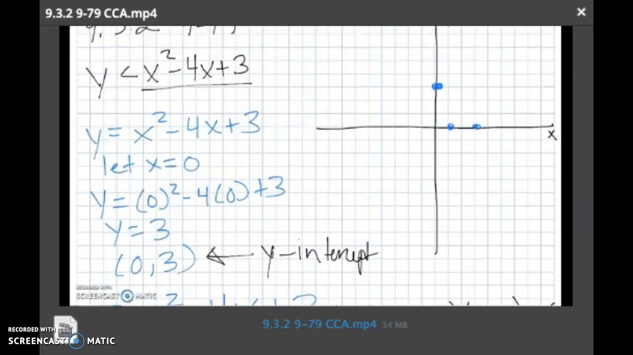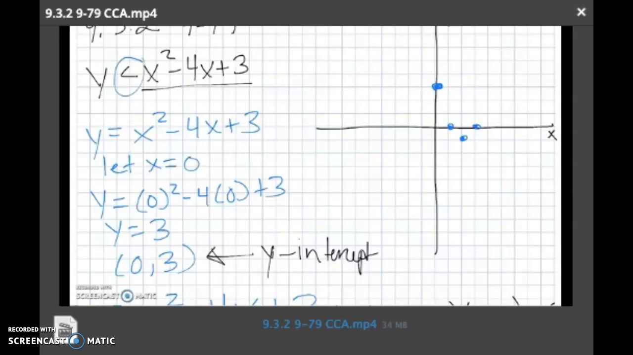Back all the way up to my graph, over 2, down to negative 1. Okay, so now I've got those points and I can sketch this parabola. And so I'm going to go back and look at my inequality here. We have y is less than x squared minus 4x plus 3.